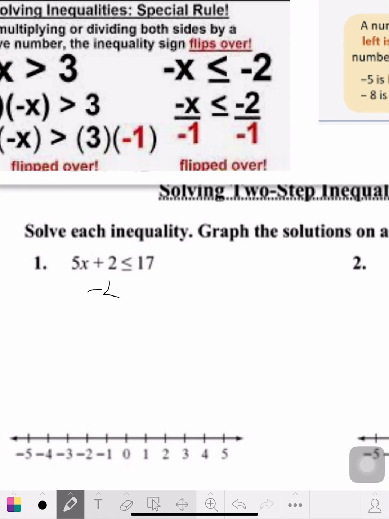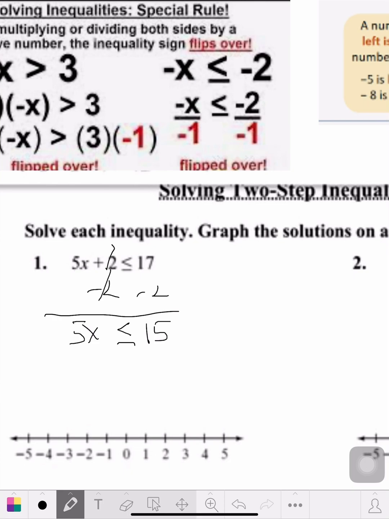So I subtract 2 from this side, and I subtract 2 from this side. The sign carries down and stays the same. The +2 and the -2 cross each other out, they make 0, and we carry down the 5x. Now the 17 gets carried down, 17 - 2 is 15.